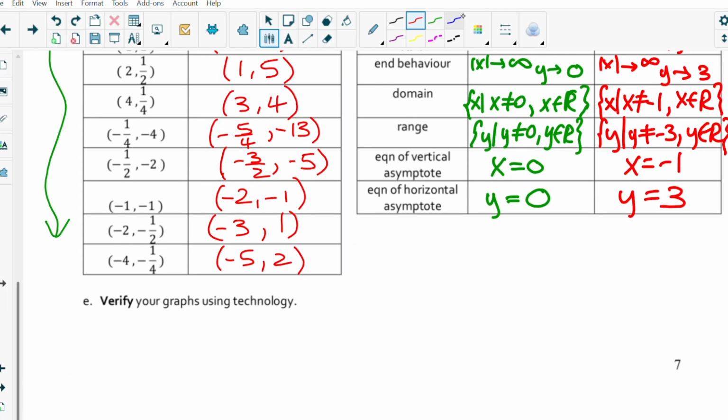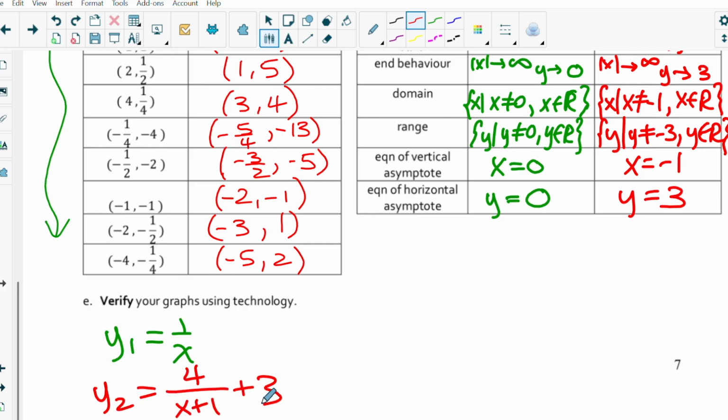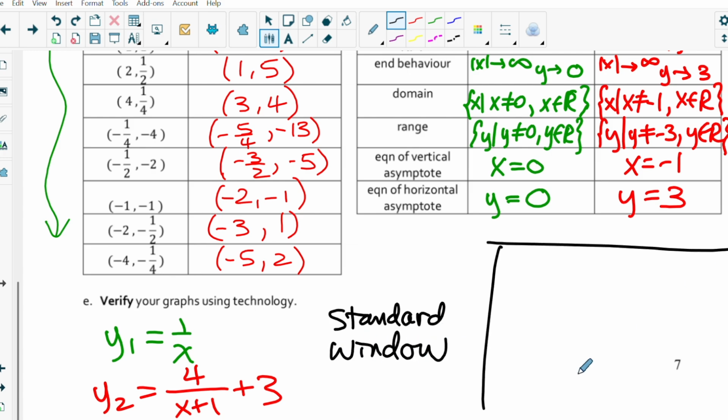Verify your graphs using technology. So what have I done here? y1 equals 1 over x. y2 on our graphing calculator, 4 over x plus 1, plus 3. I'm using a standard window, so I'm not changing any window settings. And then what do I get?